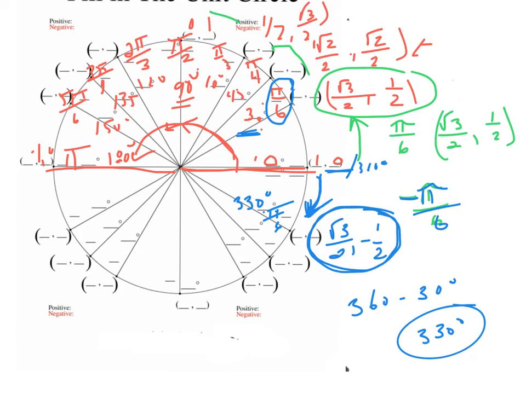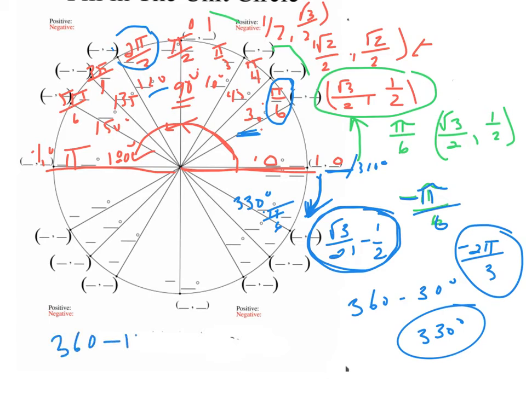So let's say you wanted to have negative 2 pi over 3. Well, let's go and find the positive. Here's my 2 pi over 3 up here. Okay, so I can see that 2 pi over 3 is equal to 120 degrees. So negative 2 pi over 3 would be 360 minus 120 degrees, which would give me what? 6 minus 2 is 4, 3 minus 1 is 2. It would give me 240 degrees.